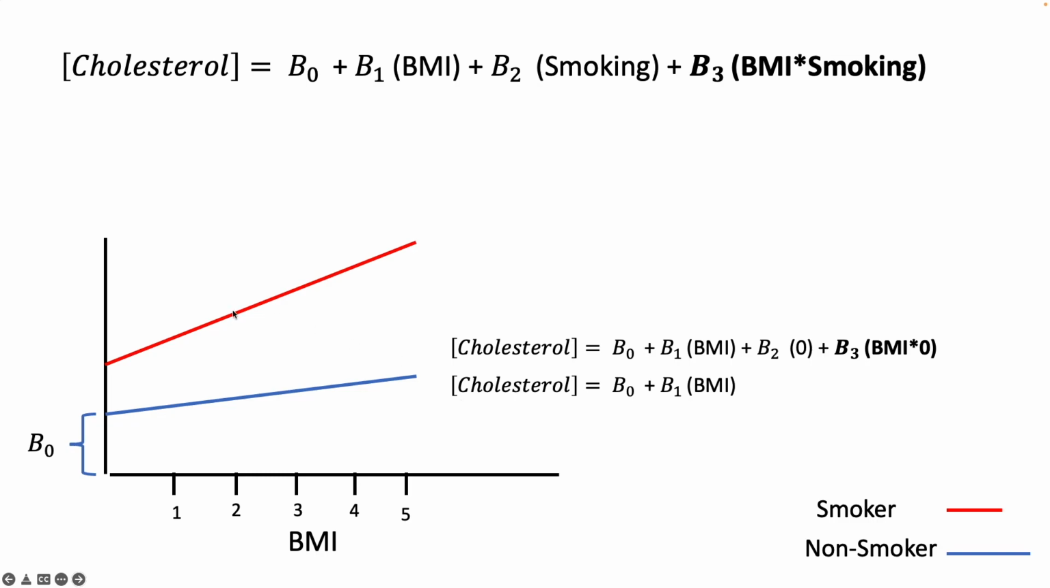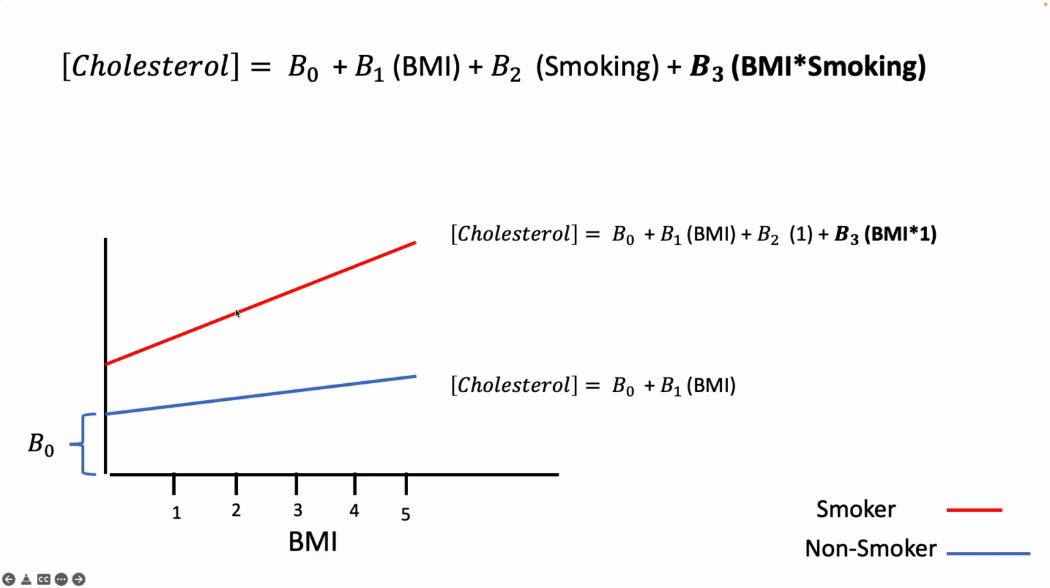And to talk about why this one has a different slope, let's plug in the numbers the same way we did before. Now this is the smoking group, so we'd put a 1 wherever smoking shows up. That permits both the B2 term and the B3 term to remain. All I did between this step and the last one is switch the place of these two variables to make the next step more clear.